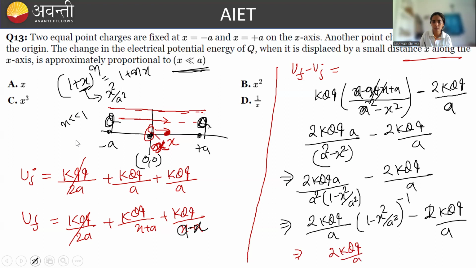2kqq by a, ये प्लस हो जाएगा, प्लस 2kqq x square by a क्यूब माइनस 2kqq by a. So ये कैंसिल होगा. Change in potential energy is directly proportional to x का square. That is what you are going to get. So correct answer will be what? Correct answer will be your B.